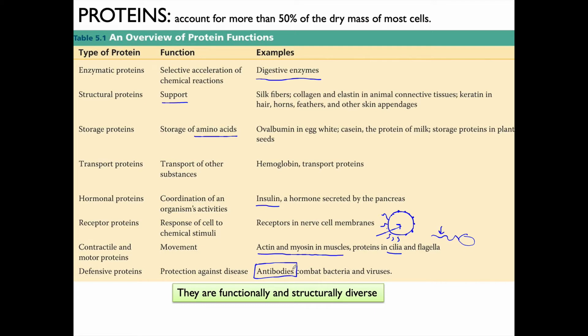When an antibody links on to a bacterium or a virus, it then is a signal to your immune system, hey, we've got to get rid of this. So it's so important as a defensive measure to have these protein antibodies in play. So what we can say with this gigantic list of functions is that proteins are functionally and structurally diverse. They do a lot of different things. That's why they're so important.